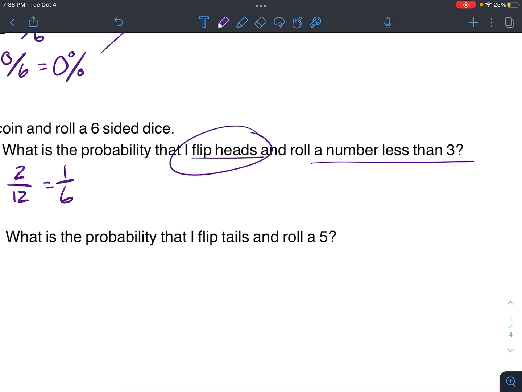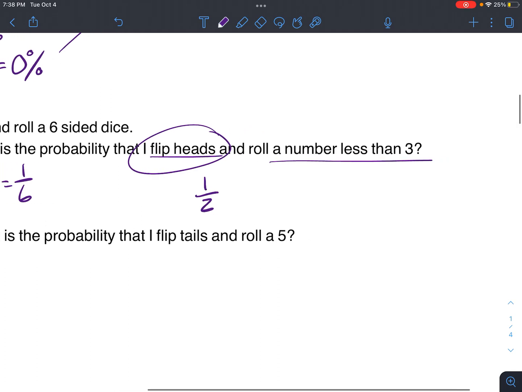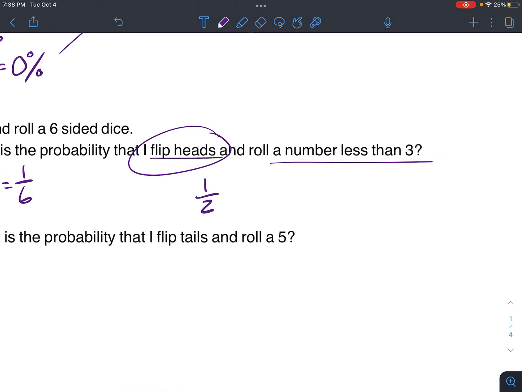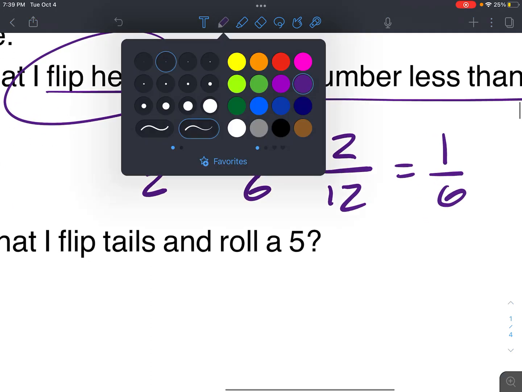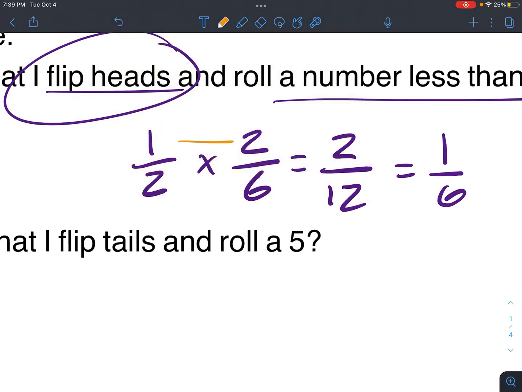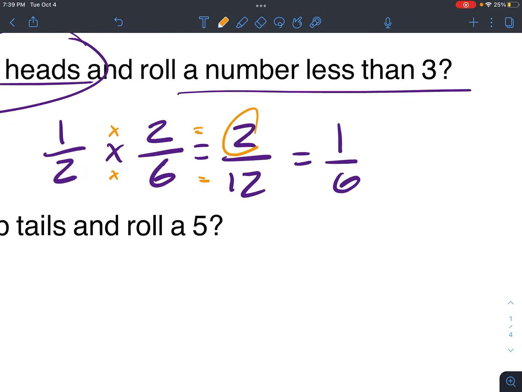The other way we could do this is just think about the probability of each one of these individually. The probability that I flip heads on a coin is 1/2. And the probability that I roll a number less than 3, once again, that's only rolling a 2 or a 1. There's 2 desired outcomes out of 6 total. So we get 2 over 12 again, and that's also equal to 1/6. Remember, when we're multiplying, you multiply straight across. So 1 times 2 is equal to 2. 2 times 6 is equal to 12. So that's where we get the 2 and the 12 from.